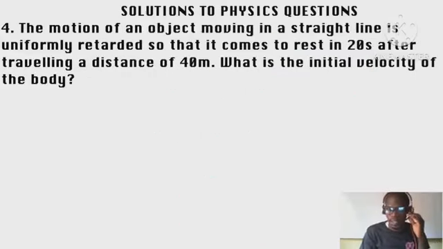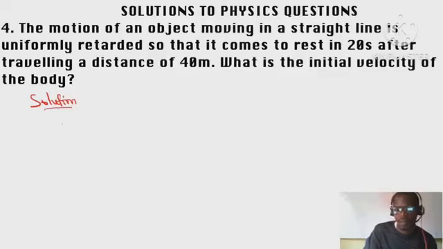Question number 4 says that the motion of an object moving in a straight line is uniformly retarded so that it comes to rest in 20 seconds after traveling a distance of 40 meters. What is the initial velocity of the body? Now, when you look at this question, we can solve it two ways. In the first way, let's see what we have as the parameters.